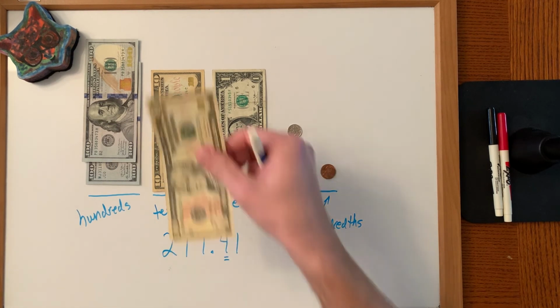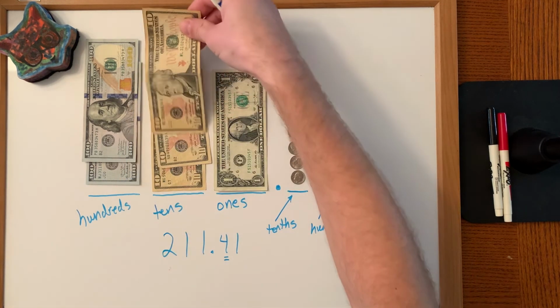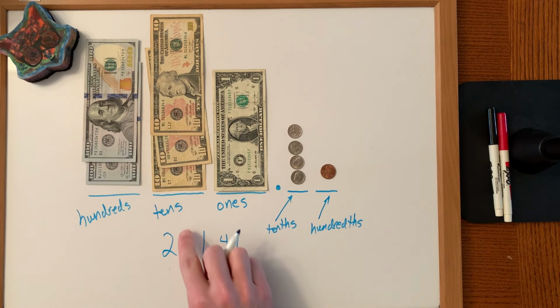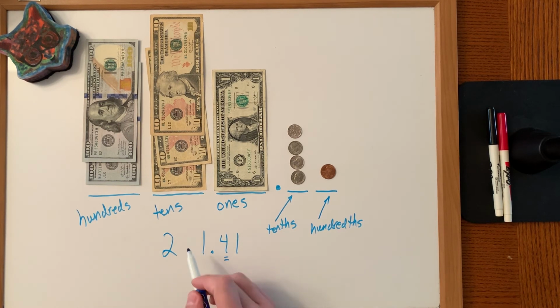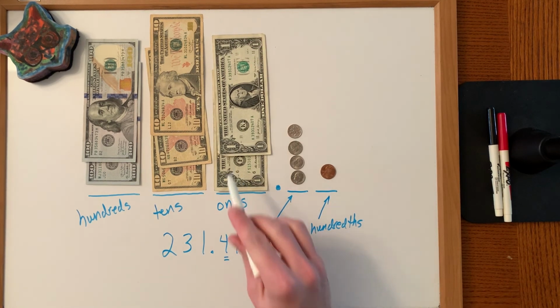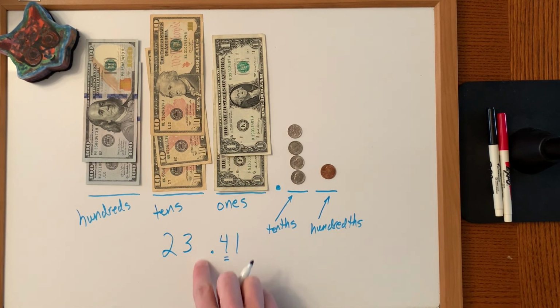Let's go ahead and add 2 more $10 bills. Now how many 10s do I have? I have 3 of them. So this is going to be $231.41. And you can see how this works. If I add another dollar here, now I have 2 in the ones place. I don't have a 1, I now have a 2 in the ones place. So again, money is a great way to see how place value works.